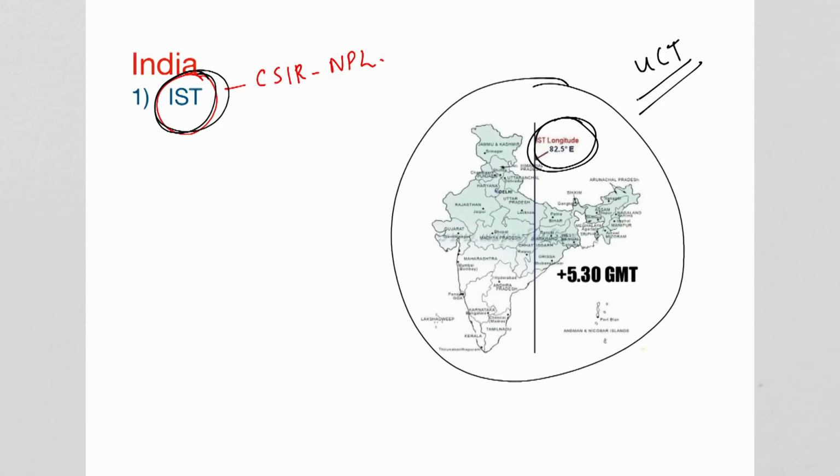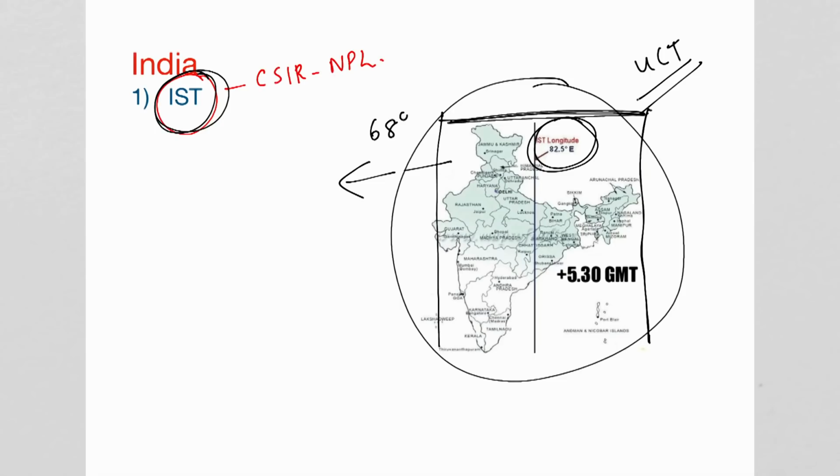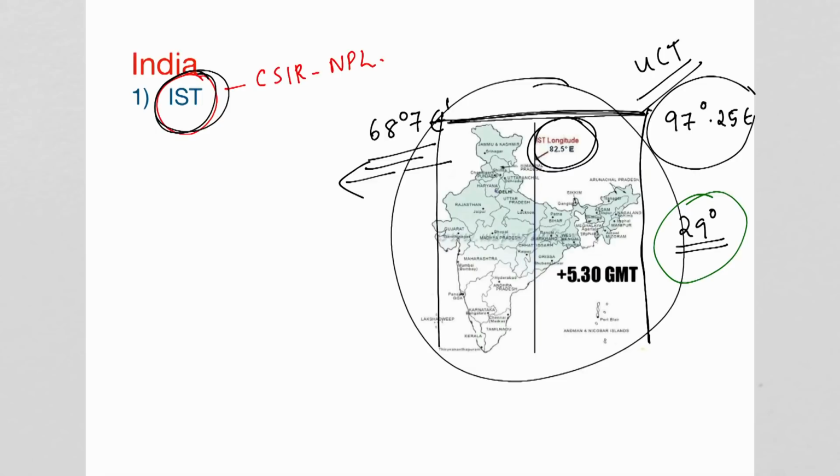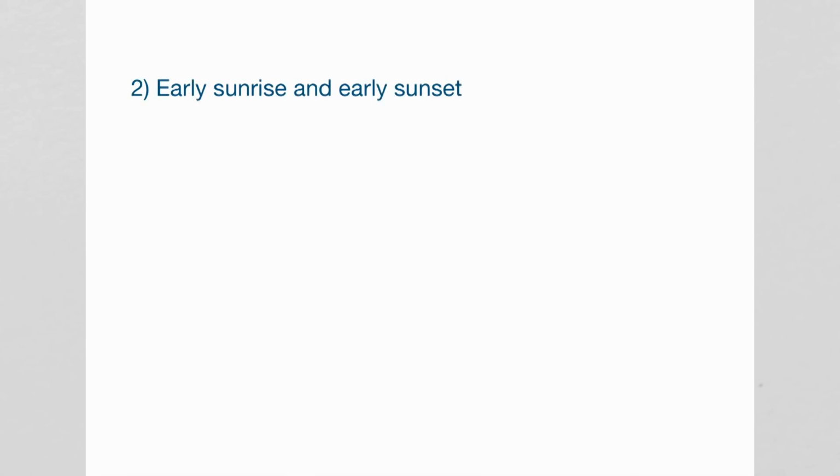But what is the problem here? There is a huge difference in the daylight timings between the country's longitudinal extremes. If we take here and here, 2 extremes of the longitude of the country, there is a huge difference between the daylight timings. The reason is that India extends from 68.7 degrees east to 97.25 degrees east. So there is a spread of 29 degrees. And because of this spread of 29 degrees, there is a difference in the daylight times. If we look at the easternmost parts of the country, there is early sunrise and there is also early sunset. So when there is early sunrise, what is the problem? The easternmost parts of the country will lose many daylight hours.